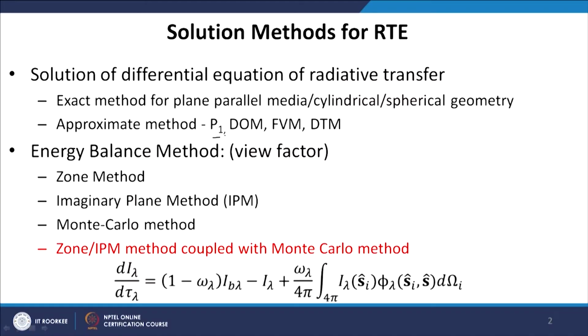For problems having higher dimensionality and higher complexity, we have approximate solution methods such as the spherical harmonics P1 method, the discrete ordinate method, the finite volume method, and the discrete transfer method. So, these are some of the major approximate methods that are used to solve the radiative transfer equation in higher dimensions or complex geometries.